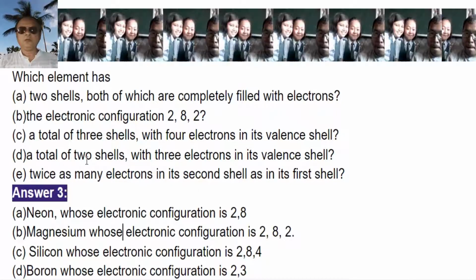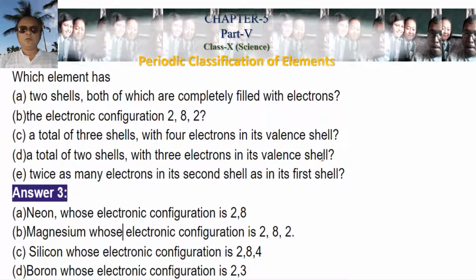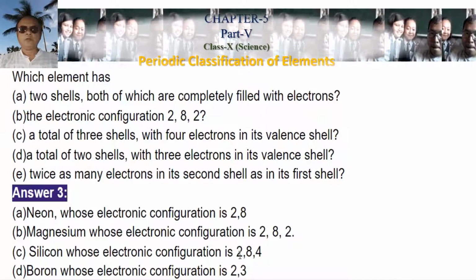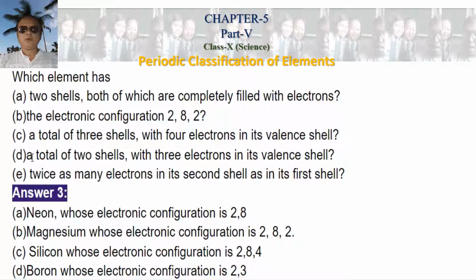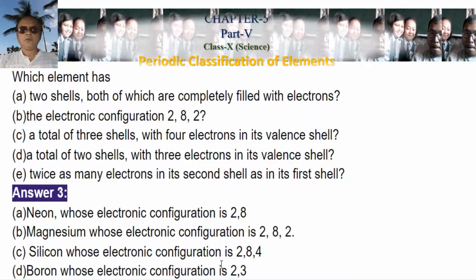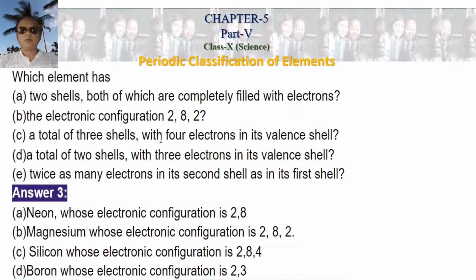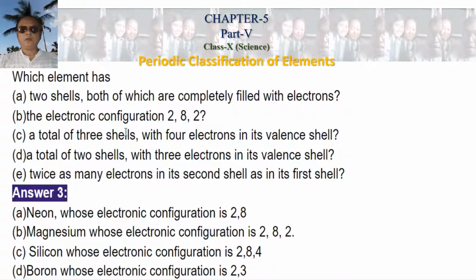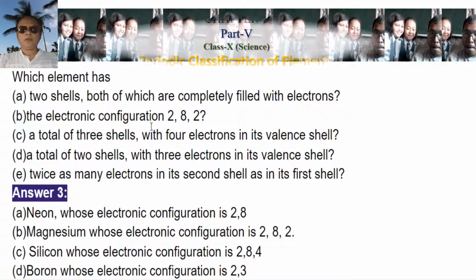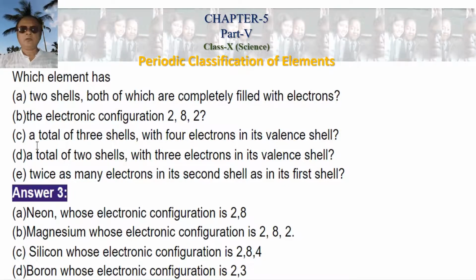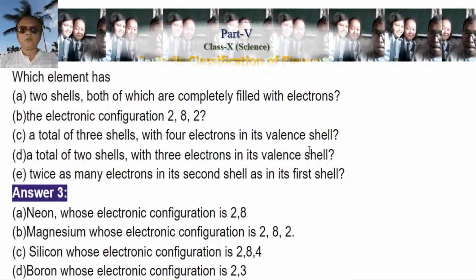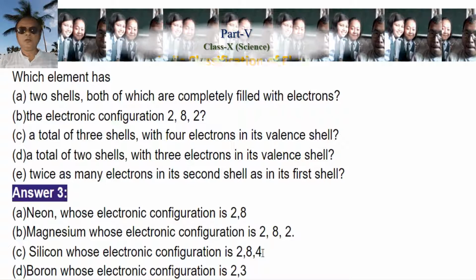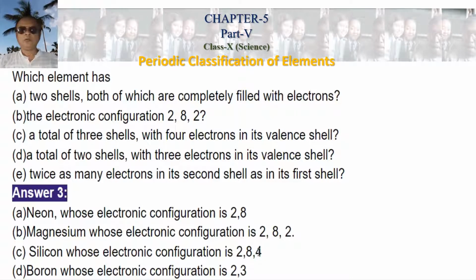Now a total of 2 shells with 3 electrons in its valence shell. Silicon, whose electronic configuration is 2,8,4. So it is silicon. C: a total of 3 shells, so 1, 2, 3 shells with 4 electrons in its valence shell. So B is magnesium and C will be silicon, whose electronic configuration is 2,8,4. So it has 3 shells and the valence shell has 4 electrons.